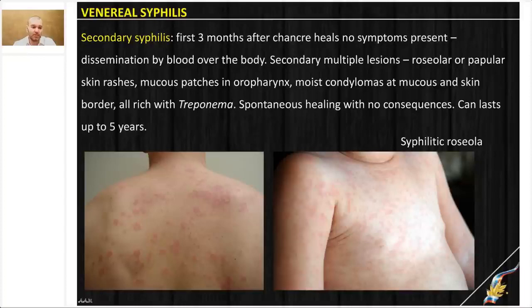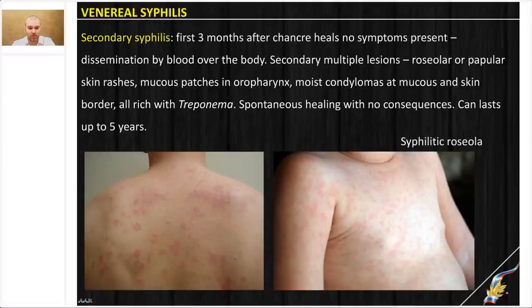But after some time, bacteria will go again into the bloodstream and spread over the body, and initially it will appear in the skin. You can see that the whole body will be covered with secondary lesions, and there are multiple.